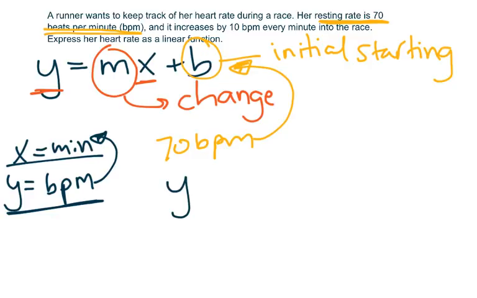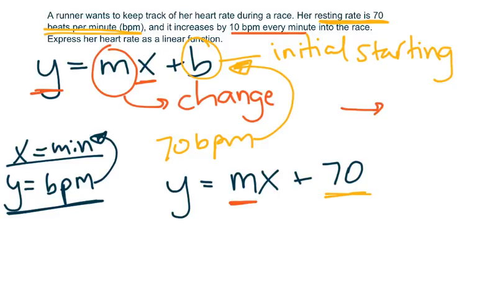So far we have beats per minute are going to be dependent on some amount of change times how many minutes have passed, plus her starting heart rate, which is 70 beats per minute. Now we need to know what the change is, and the change is given to us for every minute that goes by. For every increase in x, there is an increase in y of 10 beats per minute. So our slope, our change, is 10 over 1, which is just 10.